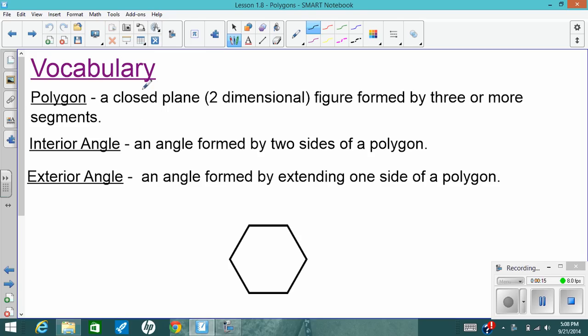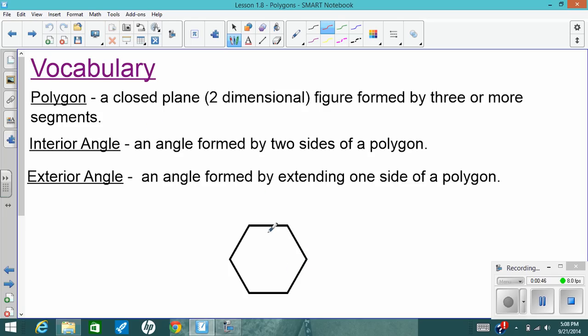Either way, let's talk about a polygon. It's a closed plane figure, and all that just means that it's two-dimensional, it can be flat in a plane, and it's closed. That means if you look down here, all of the sides join together. And all of the sides of a polygon are segments, and in order to have a closed plane figure that makes a polygon, we have to have three or more segments or three or more sides.